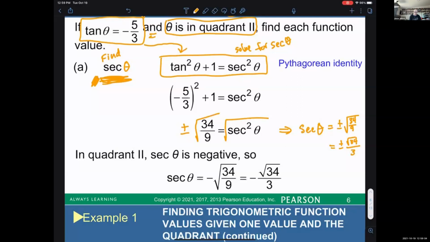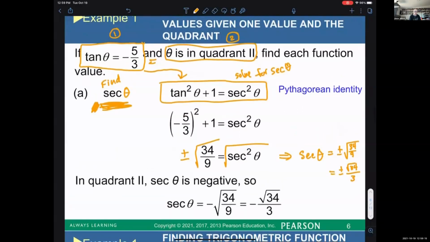So at this point, there would be two possible values for secant theta that would work when tan theta is -5/3. But the second bit of information they told us that we now want to lean on is that theta is in quadrant 2. And in quadrant 2, you could sort of imagine this again, here's our graphing system. Quadrant 1 is in the upper right. Quadrant 2 is over here on the upper left. So if we're in quadrant 2, what would be the sign of secant?